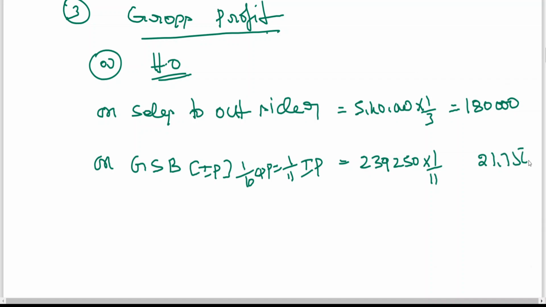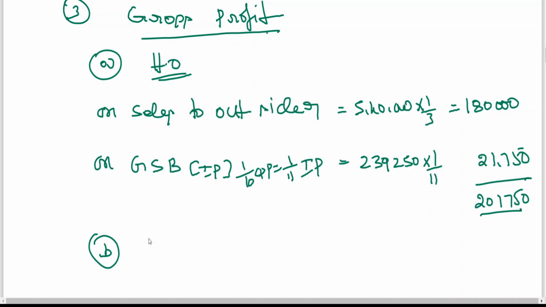This is the profit on goods sent by head office to branch. Add the 1,80,000, and you are getting 2,01,750. This is the gross profit of head office.